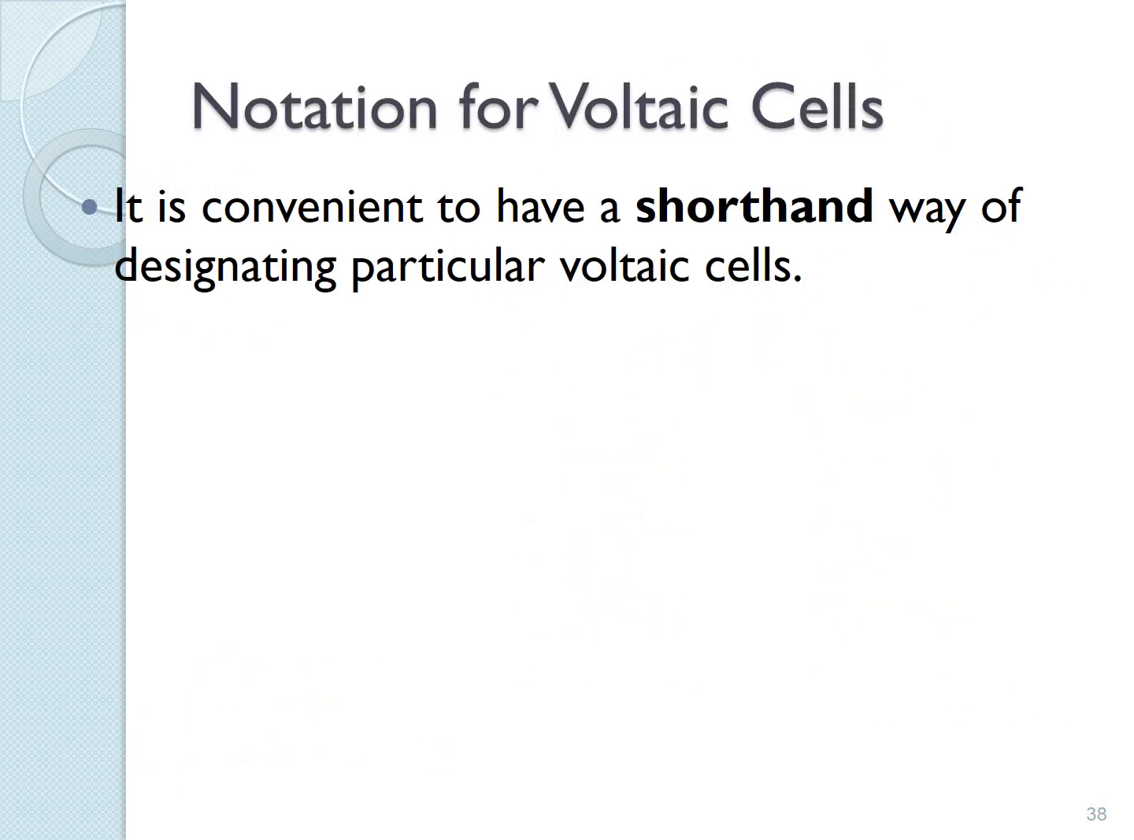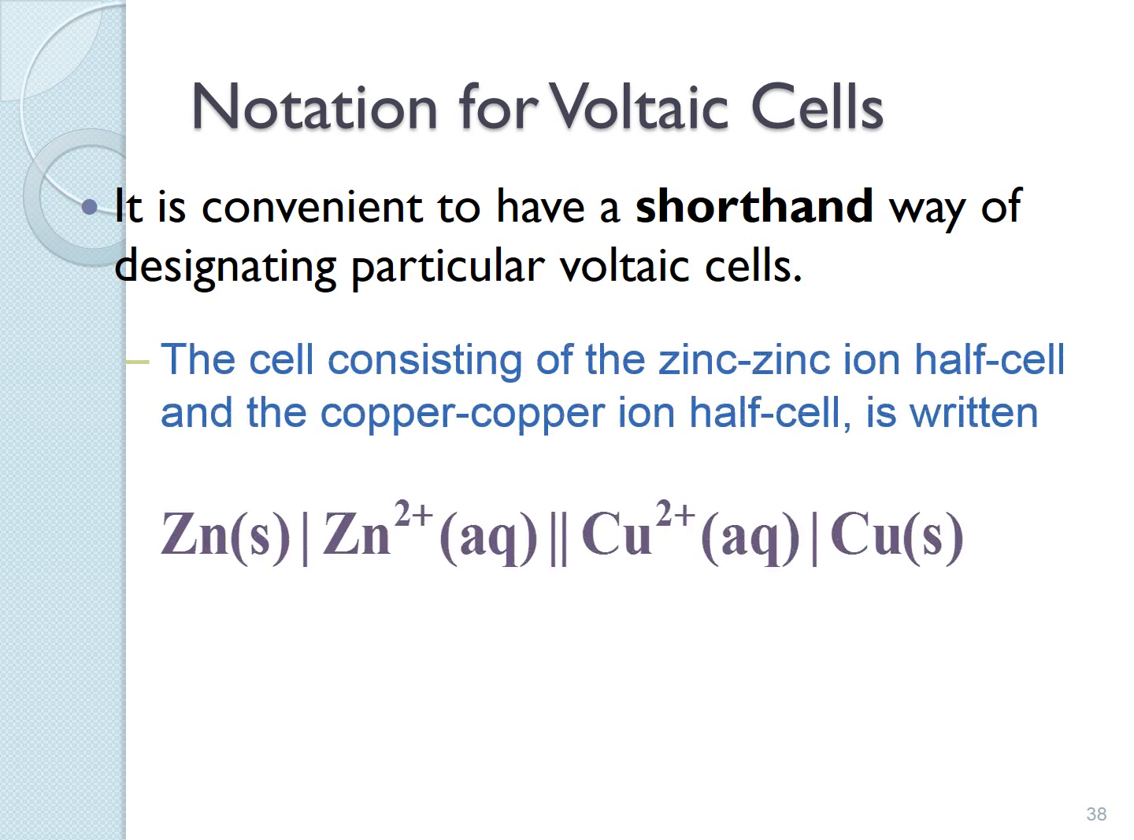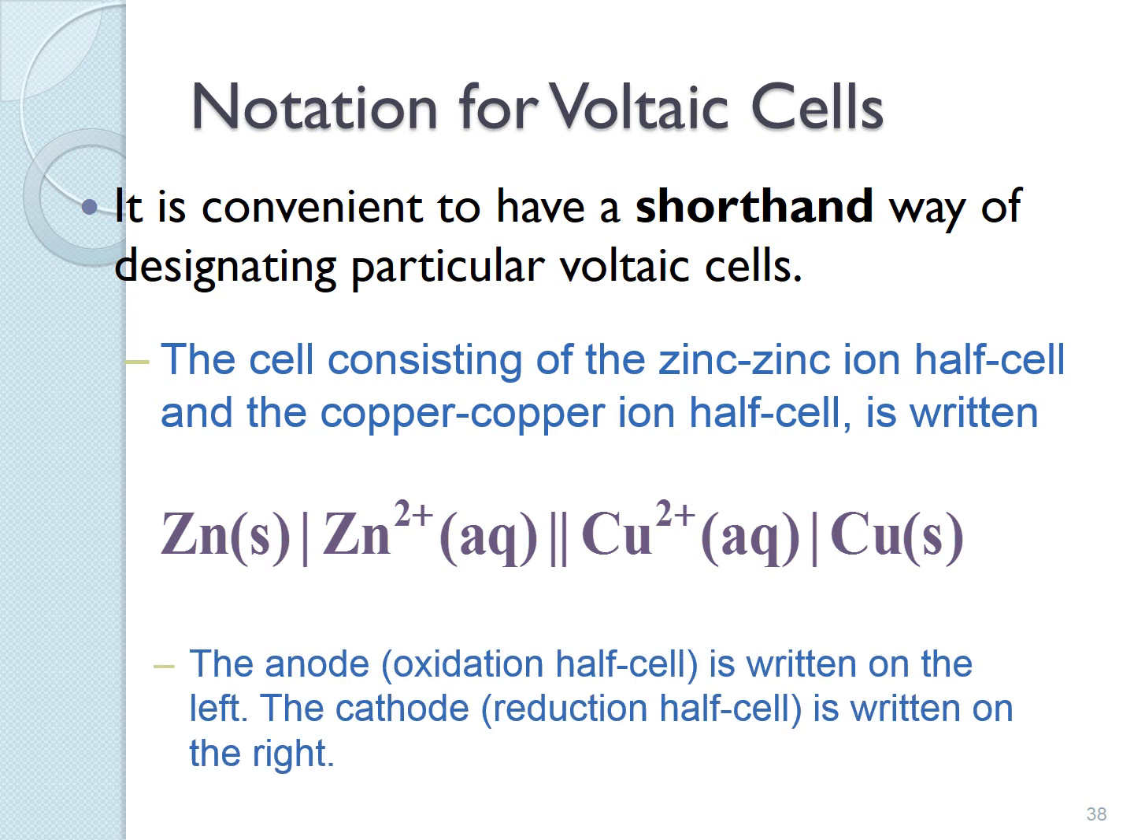All right, now we do have a way that we can draw the voltaic cells, a shorthand way of doing this. The cell, when we had the copper and the zinc ion half cell and the copper is written like this. Notice that the left-hand side, the anode, is always written on the left-hand side. The cathode is always written on the right-hand side.